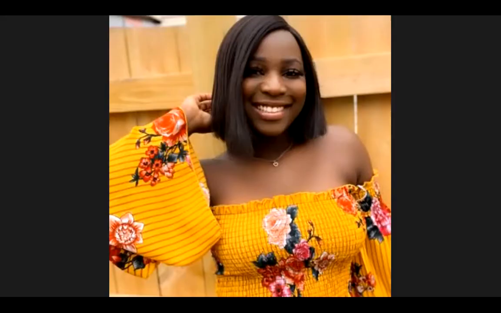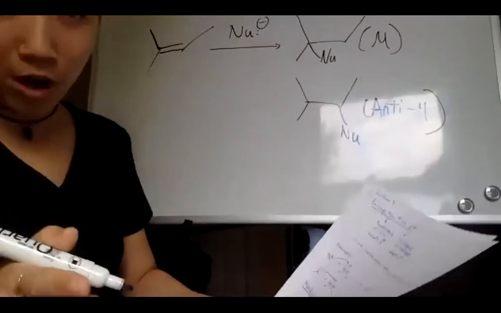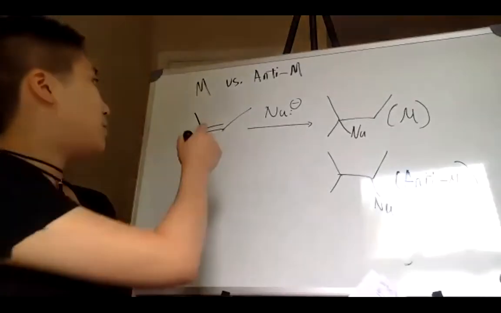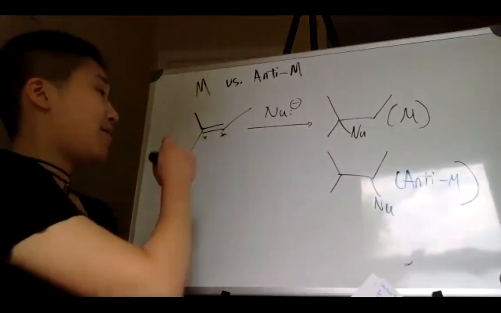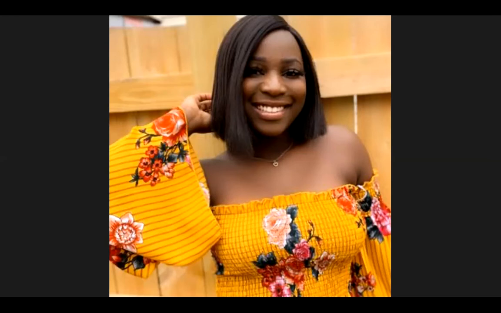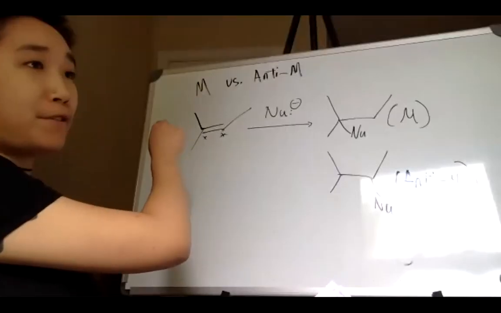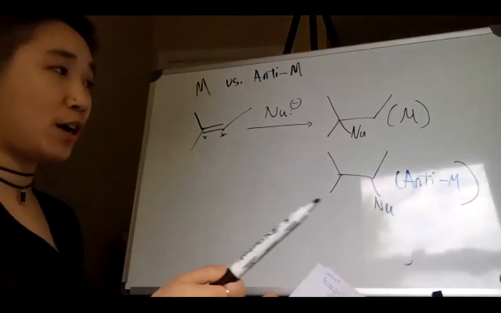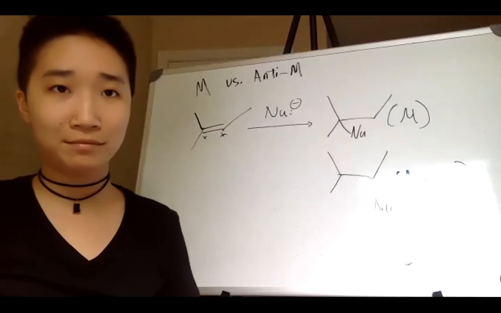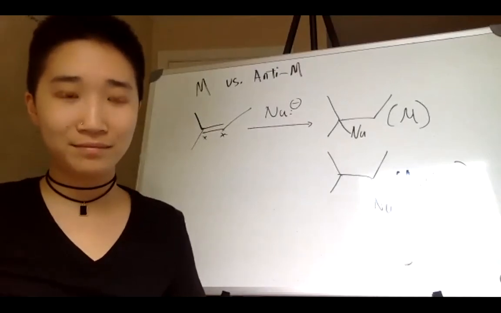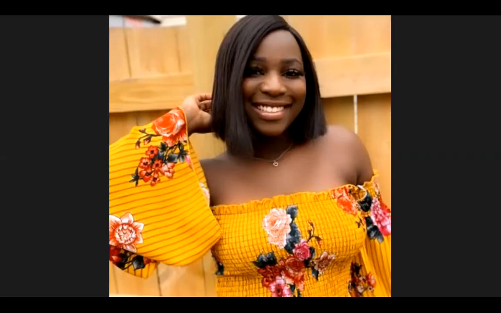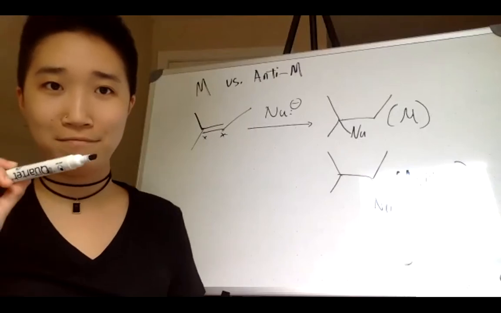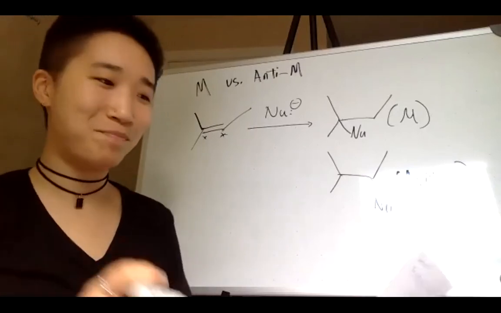What do you mean by more substituted? Good question. Substitution means that you have things other than hydrogen. For example, we have two carbon centers that we're looking at, right? In this alkene, the carbon on the left has two methyl groups, whereas the carbon on the right has one methyl group. Which carbon is more substituted? The one on the left, because it has two things that are not hydrogen. Cool? Okay, awesome.